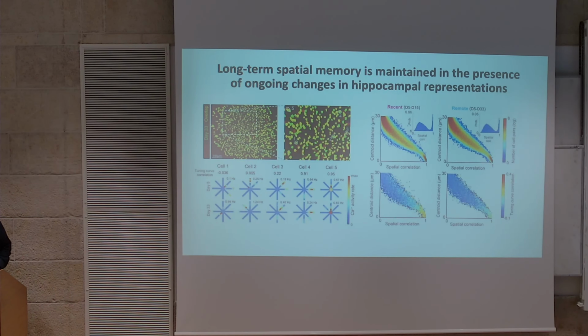Yeah, I think I have just one. I just wanted to show that even in the visual cortex, we see that this internal structure of neuronal population activity is retained over time, despite the changes in the coding properties of individual neurons.